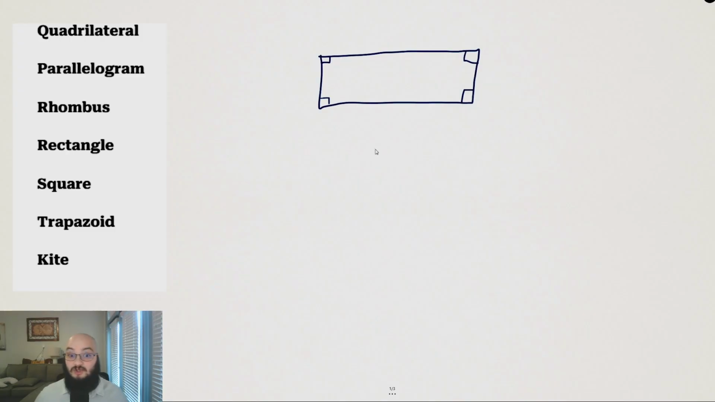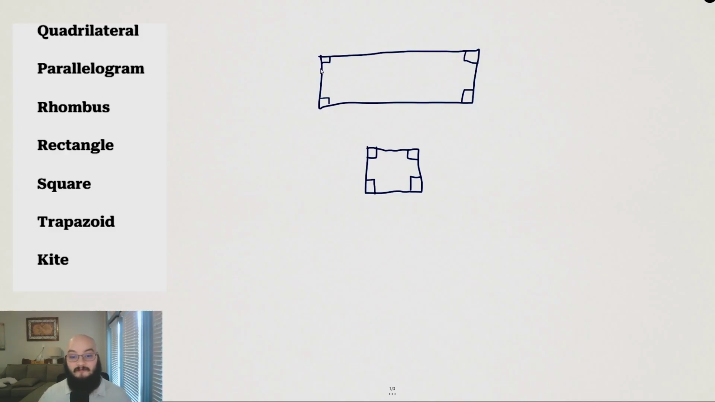So what makes something a square then? Well, a square is a rectangle where all four sides are equal. Just like a rhombus is a parallelogram where all four sides are equal, a square is a rectangle where all four sides are equal. That means there's a lot of rules something needs to follow before it's a square. 1, it needs to be a parallelogram. 2, it needs to be a rectangle. And 3, it needs to have all four sides the same.